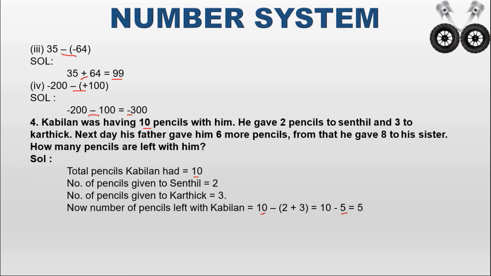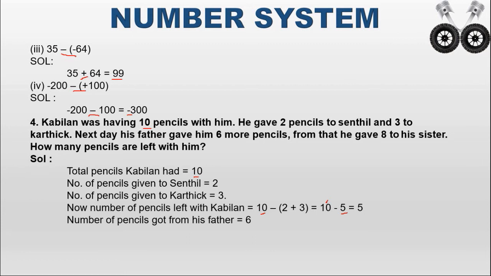So both the integers are having different signs, that means you have to subtract. 10 minus 5 is 5. So which is the biggest number here? 10 is the biggest number. So the biggest number's sign is positive. So the value is plus 5. So what is the next day?